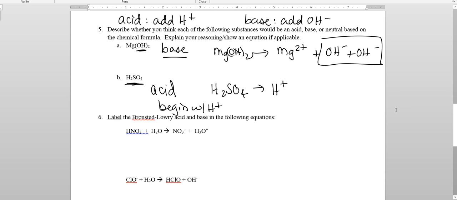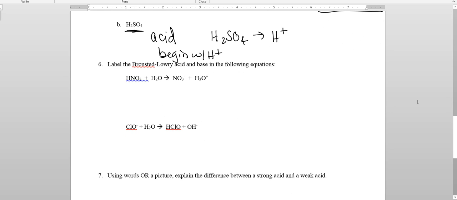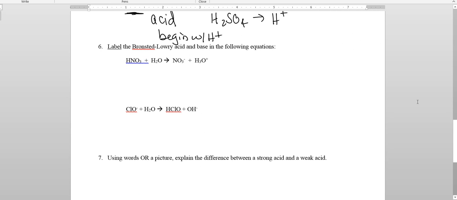So then we predicted products and equations. We also want to be able to look at an equation and identify who's an acid and base. So if you look here at this equation 6, it looks like HNO2 gives a hydrogen to water, becoming NO3 minus. So since this is the hydrogen giver, it is the acid, and water is the hydrogen taker, it is the base. And then down here, it looks like ClO minus takes a hydrogen from water to make HClO. So if it's a hydrogen taker, it's a base, and water is a hydrogen giver, so it's an acid. Notice water can be an acid or a base, depending on who it's paired with.